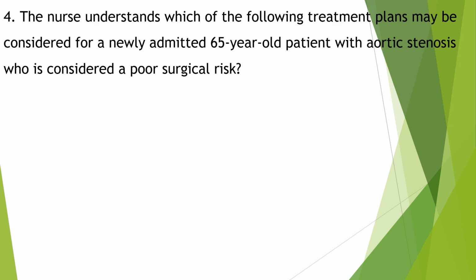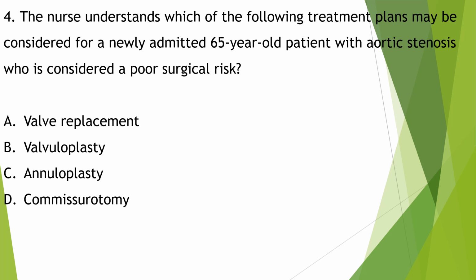The nurse understands which of the following treatment plans may be considered for a newly admitted 65-year-old patient with aortic stenosis who is considered a poor surgical risk. Valve replacement, valvuloplasty, annuloplasty, commissurotomy. Valve replacement, annuloplasty and commissurotomy require surgery. Here the patient is considered a poor surgical risk. So valvuloplasty is a percutaneous procedure which has a lower risk.